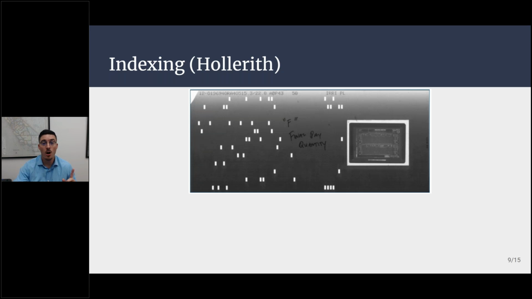So we'll start with the Hollerith card. You can see here you have your 35 millimeter image. You do have information on the title block, and then you have your Hollerith punch holes.